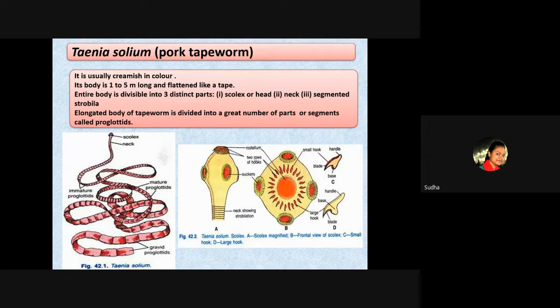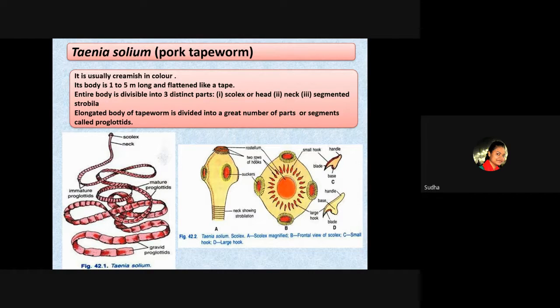Why do we call it pork tapeworm? Because pork is actually the meat of pig. The meat of pig is called pork, and since Taenia solium also infects pig, with pig as an intermediate host, that is why we call it pork tapeworm.